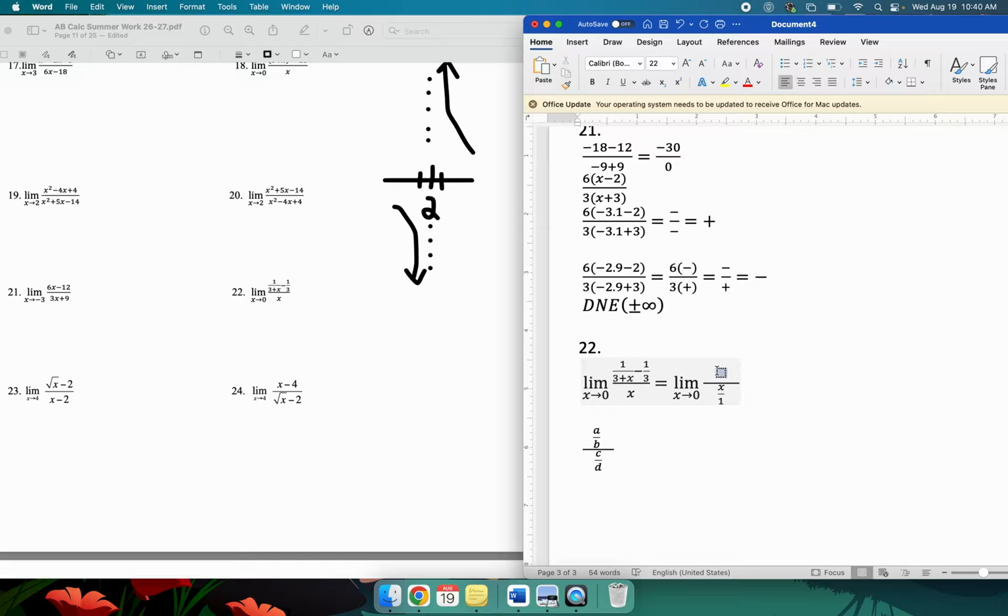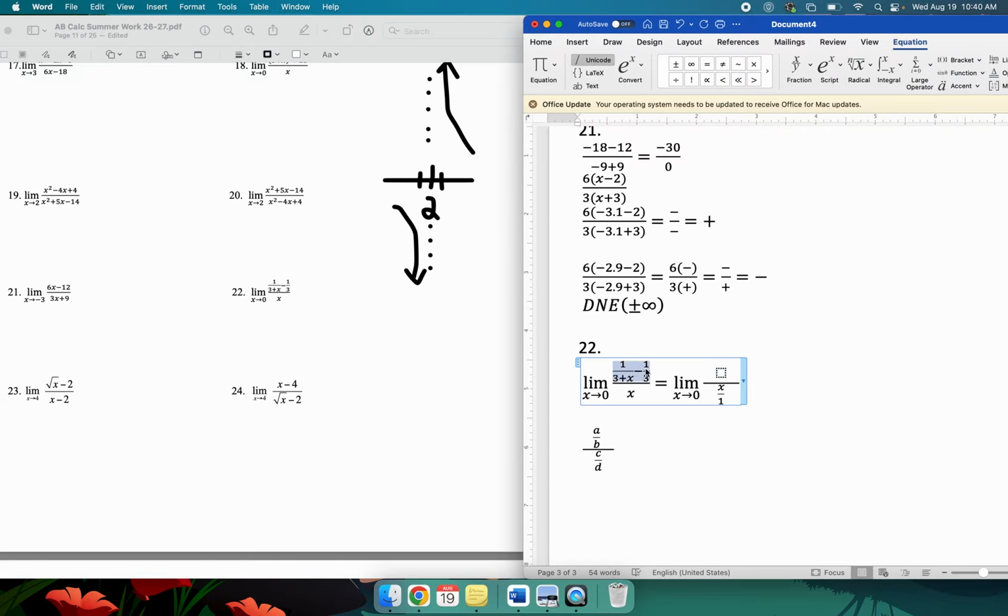The numerator takes more work. It's 2 fractions, and I have to combine them. But to combine them, I need common denominators. So I'm going to multiply top and bottom of this fraction by this denominator, 3, and I'm going to multiply top and bottom of this fraction by this denominator, 3 plus x. So that gives me 3 over 3 times 3 plus x minus 3 plus x times 3 plus x. So far, so good.